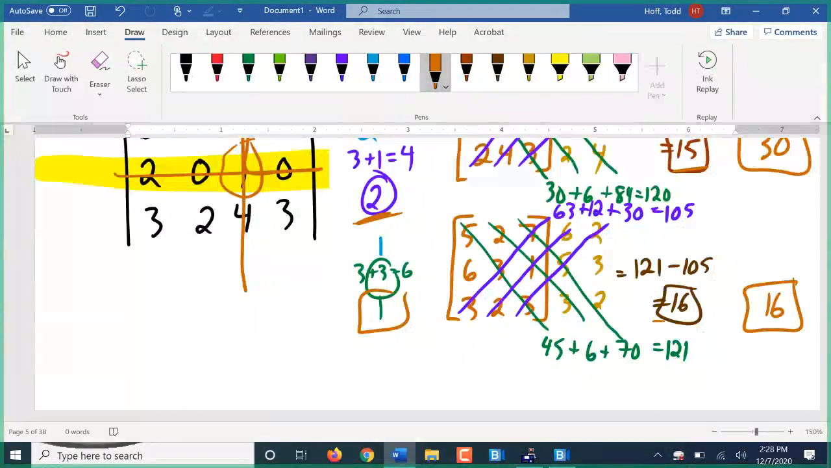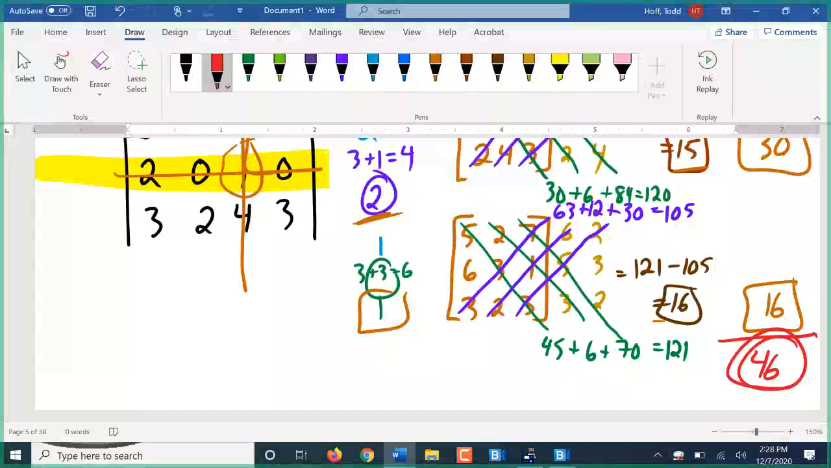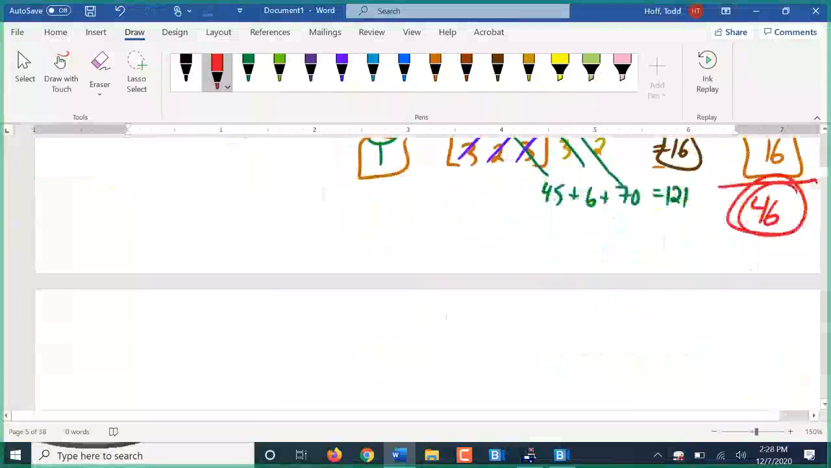For the next entry, it's a 0, so we don't need to do that entry. So all we have for our determinant is 30 plus 16 is 46. Now, luckily, I'm not going to require you to do a determinant of a 4x4 matrix. I might give you an extra credit question where I ask you to do the determinant of a 5x5 matrix.